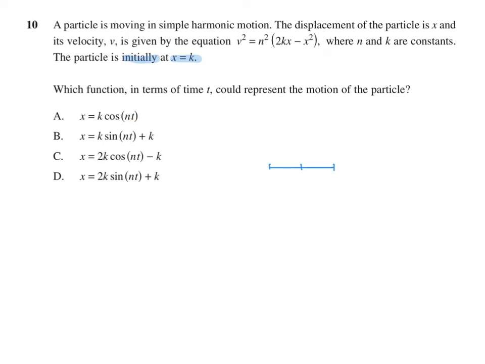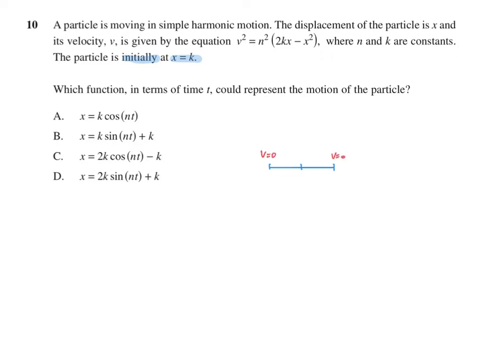So we have to know what is simple harmonic motion. Simple harmonic motion is a particle moving or oscillating continuously within a certain range. This is the center of the displacement. These are the two far endpoints, furthest to the left from the center and furthest to the right from the center. At the two endpoints, the velocity equals 0.